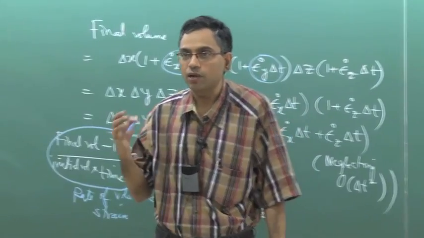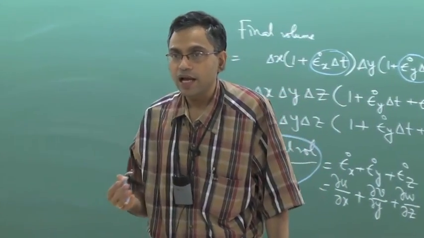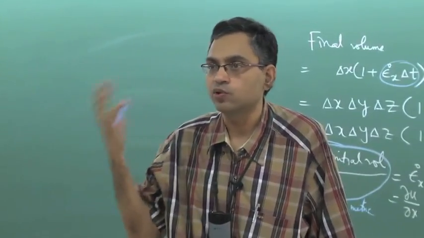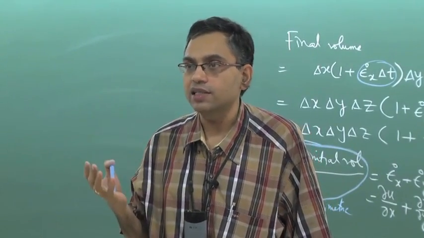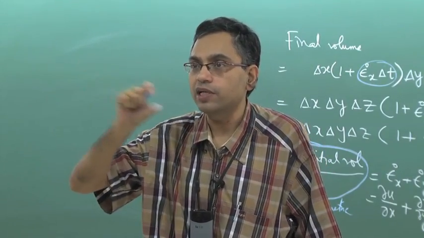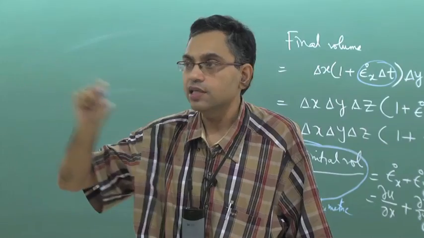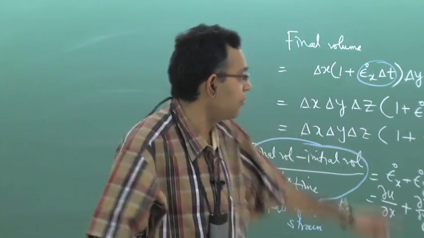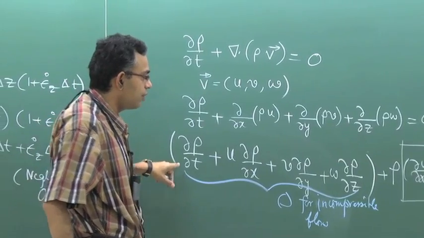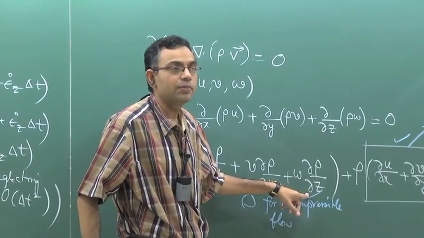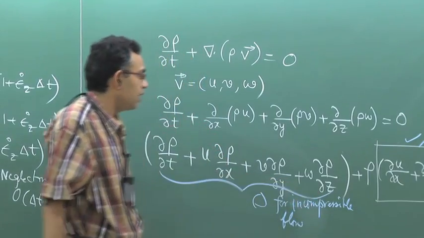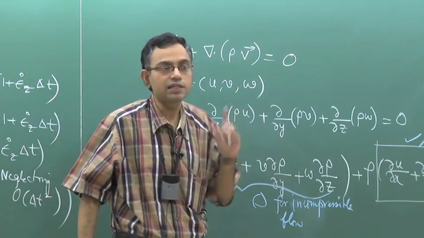So, what can we tell from this? See, there are so many misunderstandings propagated by standard books, even very good books, and one of the misunderstandings is that in books it is written, assuming incompressible flow we take density as constant. This is completely wrong. You can see from here that for incompressible flow this term has to be 0. That does not mean that density has to be constant. I will give you an example when density is not a constant but still it is incompressible flow.